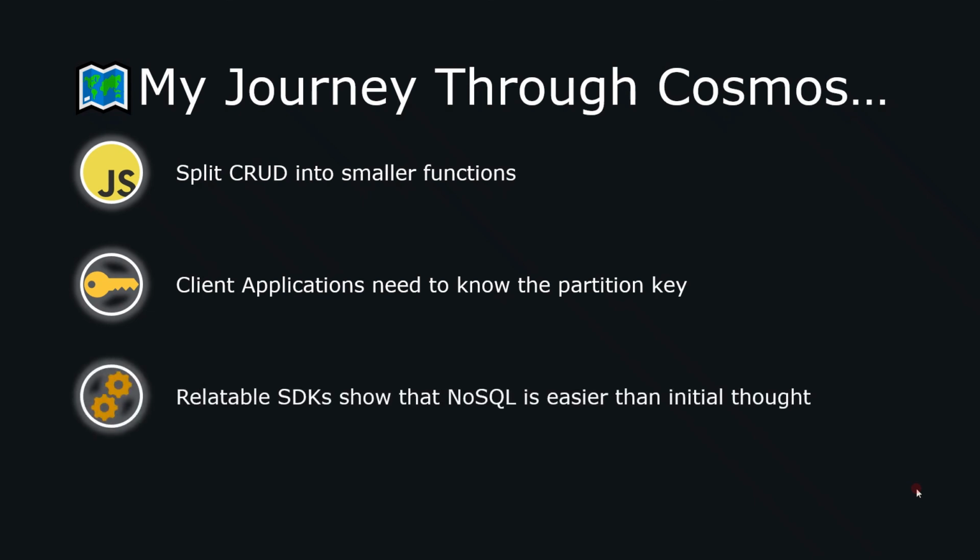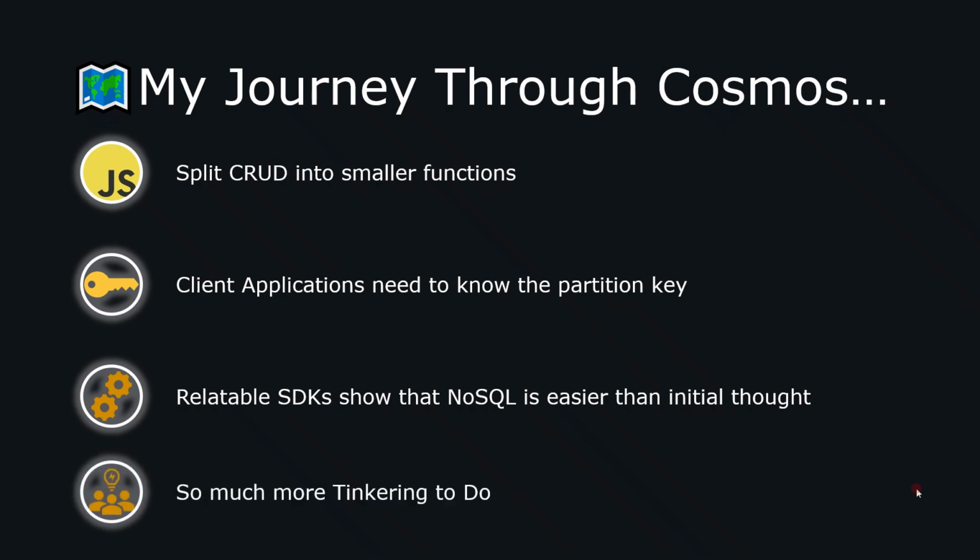Then there are some relatable software development kits that show that NoSQL is easier in this case than we thought. So the more documentation that I would be able to read or find or dig up, the easier it would make Cosmos DB to be. And I'm keen to hear from you if there's any documentation that you maybe have found that makes it a bit easier to work through Cosmos.